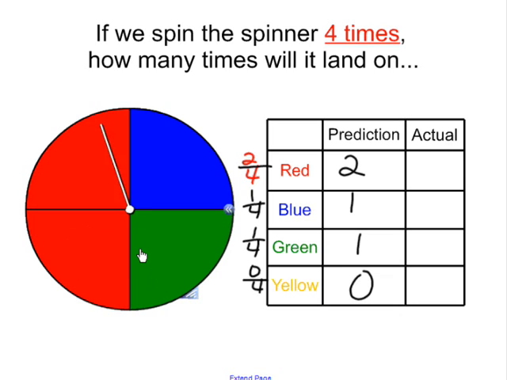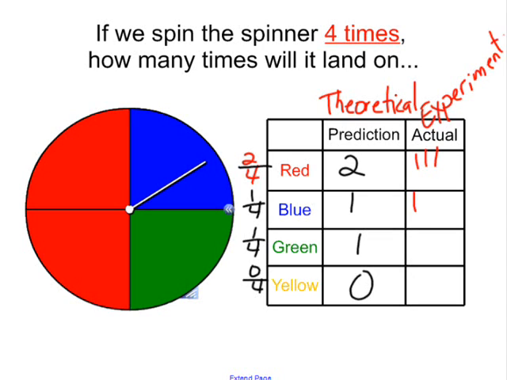So let's go ahead and actually spin it. So we landed on red 1 time. Let's spin it again. Oh, we landed on red a 2nd time. We've got 2 spins left. Ooh, we landed on red a 3rd time. Slow spin, and we landed on blue once. So our actual does not always equal what our prediction is or what the theoretical is. The prediction is our theoretical probability. And the actual is our experimental probability.